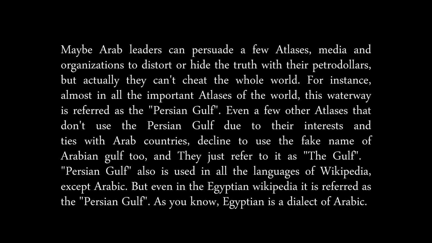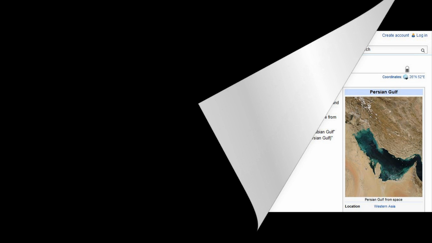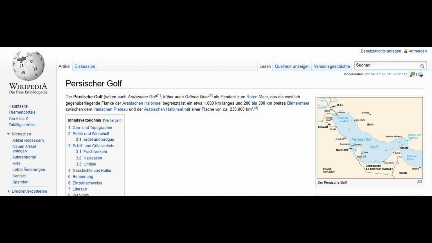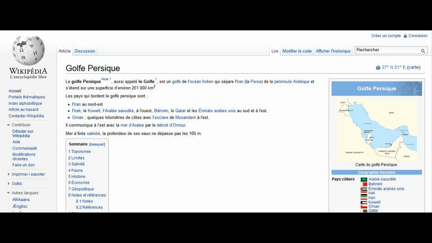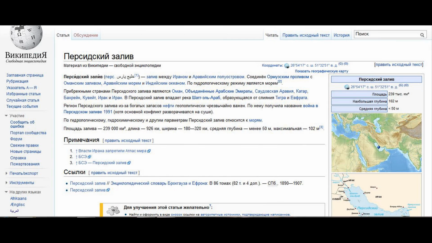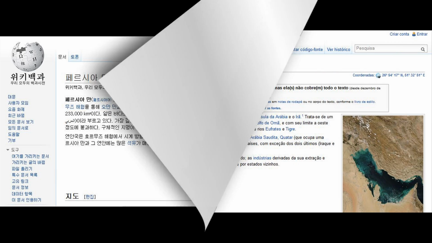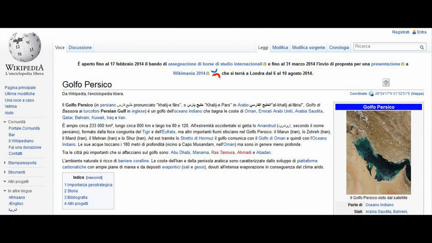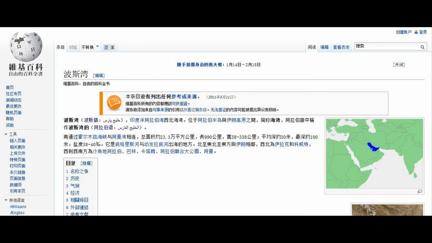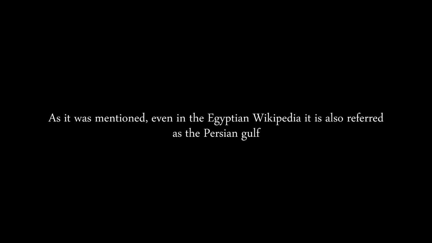Persian Gulf also is used in all the languages of Wikipedia, except Arabic. But even in the Egyptian Wikipedia it is referred as the Persian Gulf. As you know, Egyptian is a dialect of Arabic. As it was mentioned, even in the Egyptian Wikipedia it is also referred as the Persian Gulf.